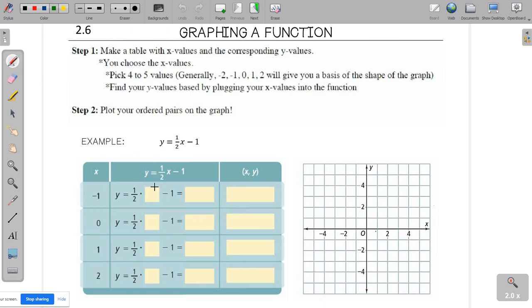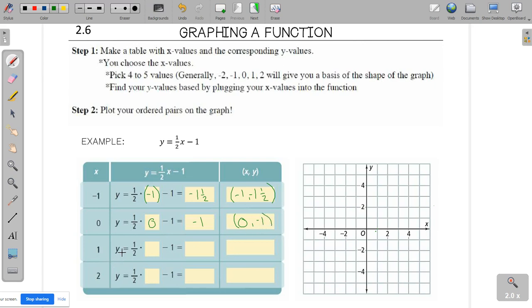Substitute -1 in for x. So 1/2 times -1 minus 1 gives us -1/2. We have to write this as a coordinate point, so we take our x, -1, and then we have our y of -1/2. Then let's do 0. Substitute 0 in. 0 times 1/2 minus 1 is -1. So we get the point 0, -1.